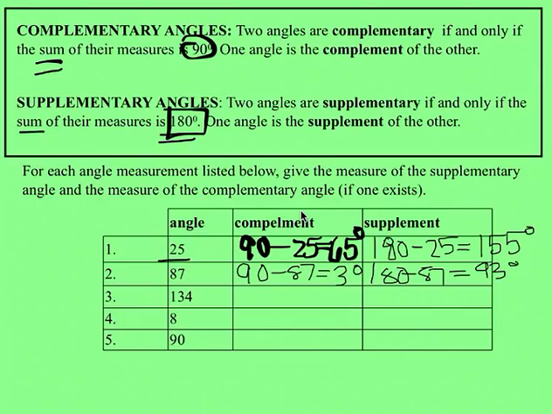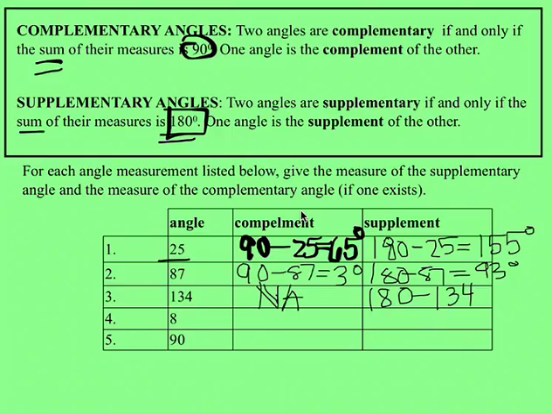Then taking a look at 134. Well, 134 is bigger than 90 degrees. Since it's bigger than 90 degrees, it can't have a complement. So that doesn't exist. I'm just going to write NA. So now we can only get the supplement. We're going to do 180 minus 134.